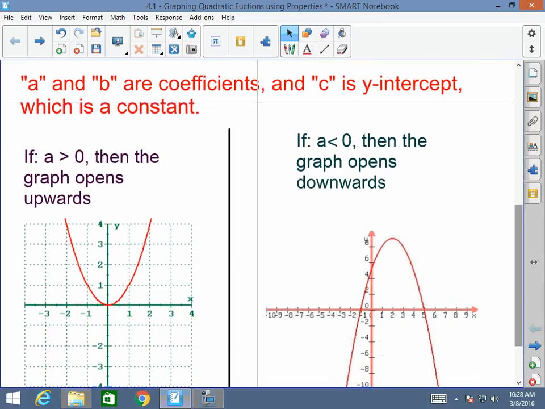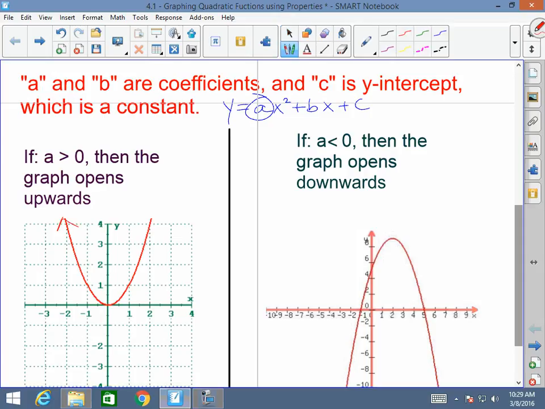Okay, guys, let's talk about this a, all right? Because we have y equals ax squared plus bx plus c. The a is very important. If a is greater than 0 and it's positive, that means that the graph points upward, just as you see here, gentlemen, the graph is pointing upwards. Okay?